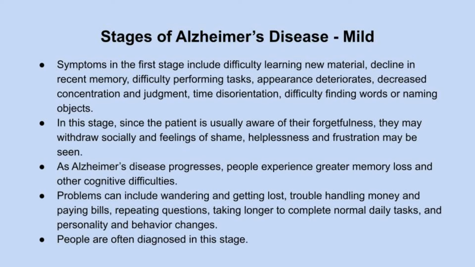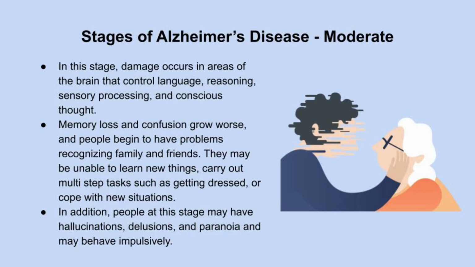Now, of course, just remember that there's so much overlap between these stages. It's really hard to tell when somebody progresses from mild to moderate. So in moderate Alzheimer's disease, damage occurs in the areas of the brain that control language, reasoning, sensory processing, and conscious thought. Memory loss and confusion grow worse, and people begin to have problems recognizing family and friends.